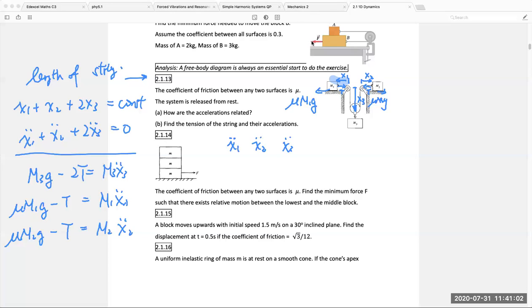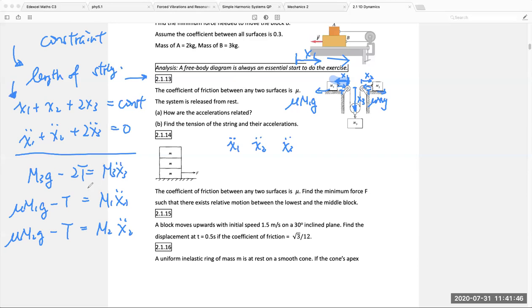But can I let the x be like this one? Actually no, because x1 should be measured from a fixed point. Actually, you can define x1 to be like this, but then x1 is not quite related to the length of the string. So if you want to use this equation of constraint, then you should define x1 from this fixed point to the M1 object. Then you can relate the accelerations more easily.